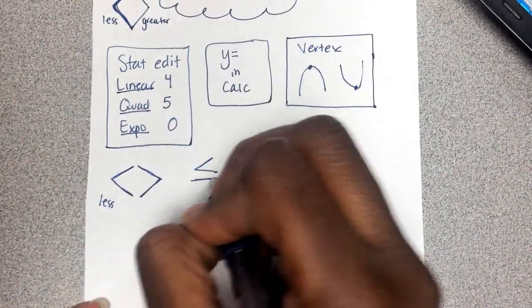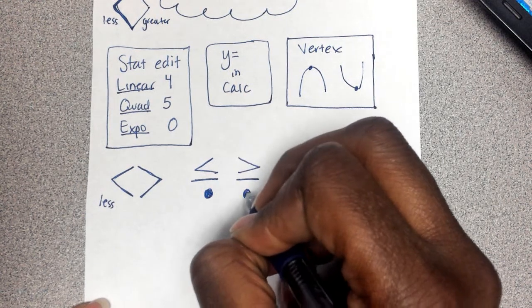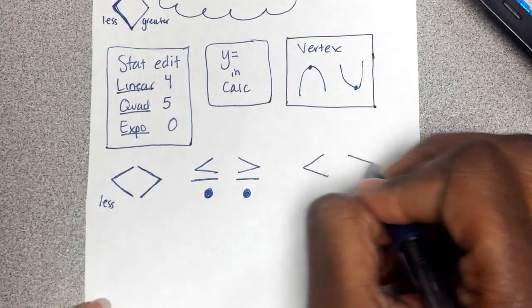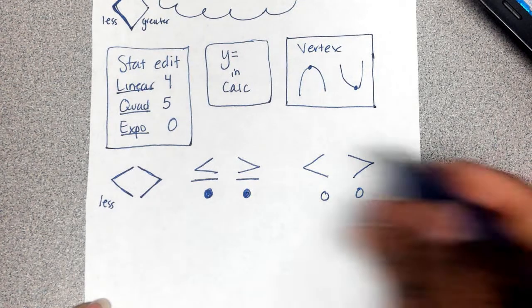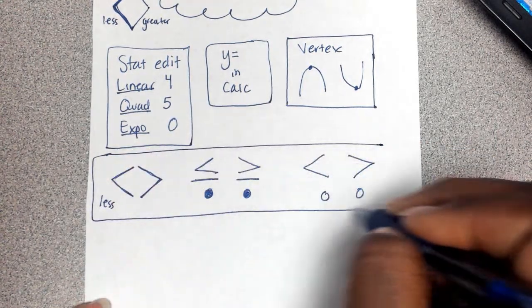If it has the equal to underneath, either one of these will have closed circles. These two will have the open circles. What's what? Anything else, y'all? I got it.